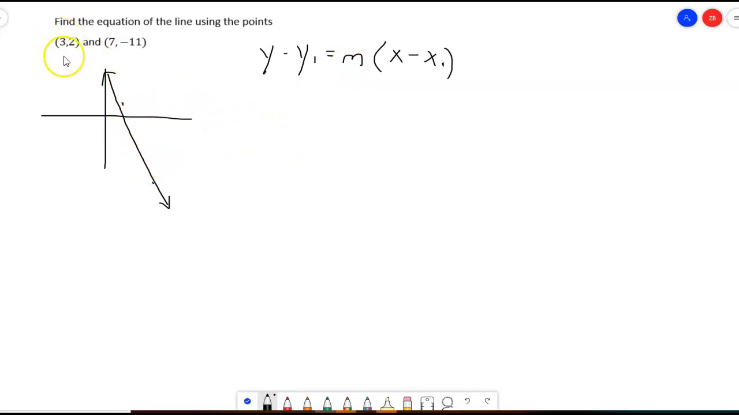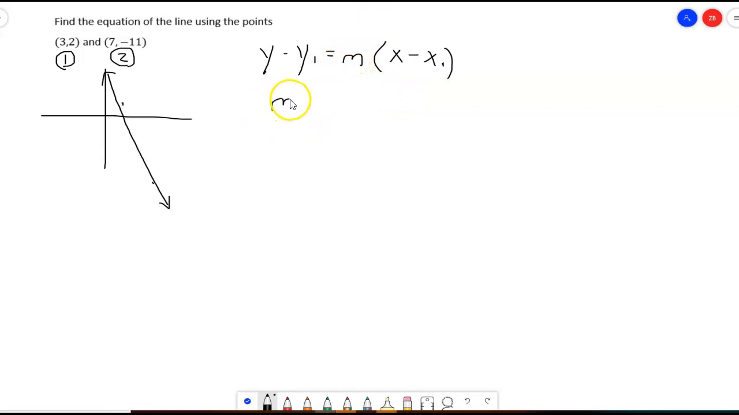So if I call this point here my first point, and I call this point here my second point, then I have the x1 and the y1. The x1 will just be the 3, and the y1 will just be the 2. The x1 means take the x coordinate of the first point. The y1 means take the y coordinate of the first point. All right, but I still need to find that slope in order to process this problem, so I need to know how to find the slope.